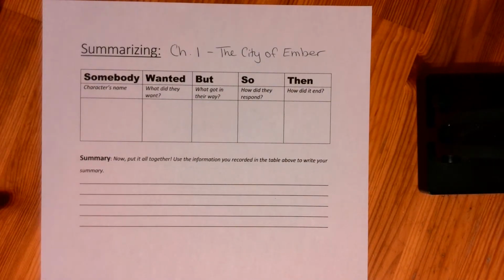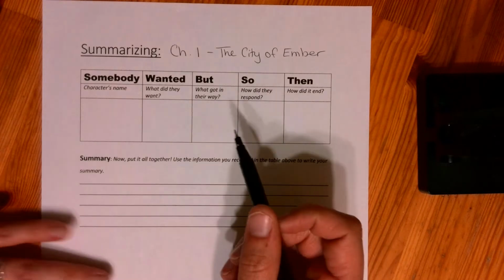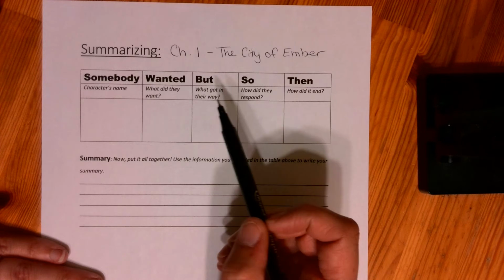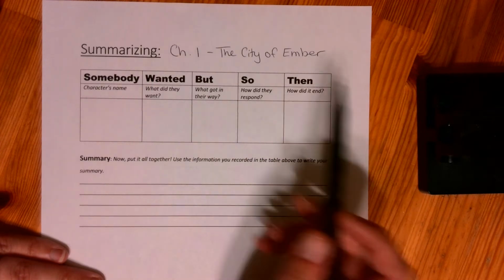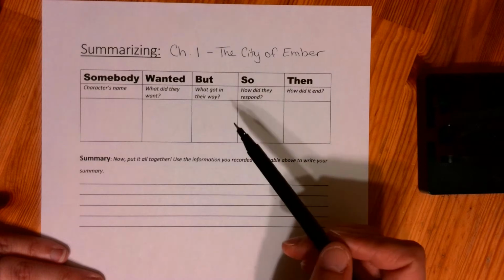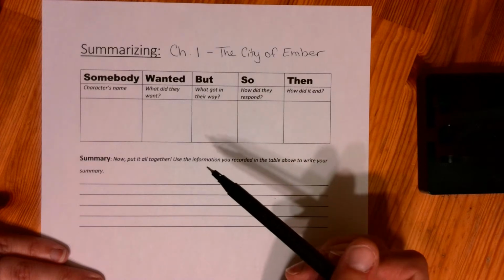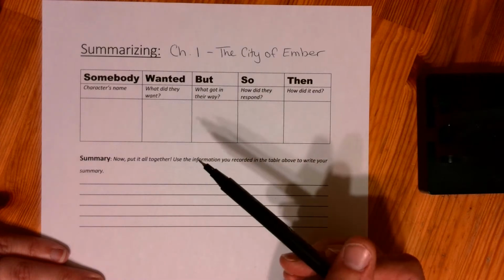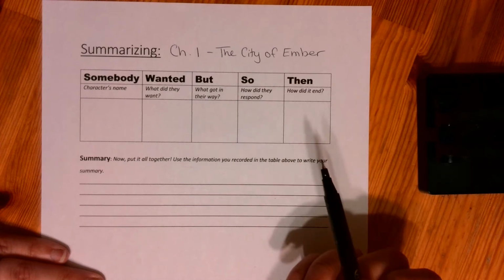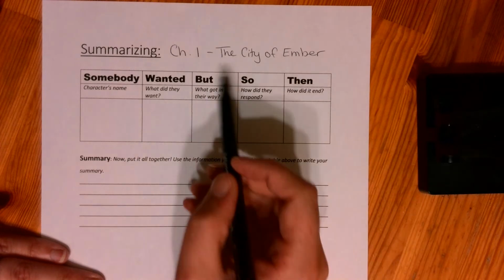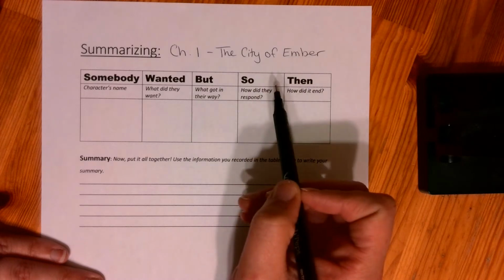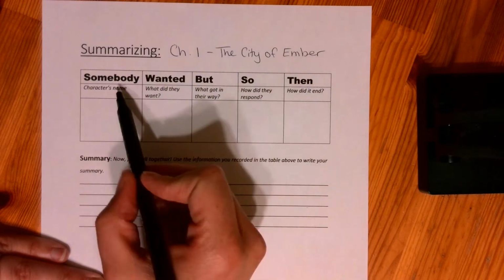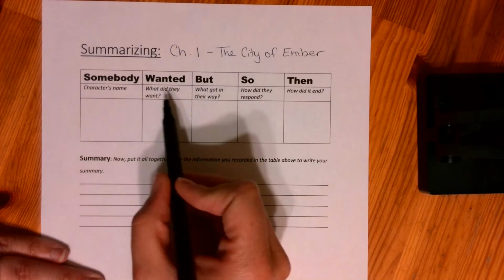So again, there are many different techniques and ways to summarize things. One cool strategy that can be really helpful for summarizing is called somebody wanted but so then. And we use these words to help us focus on those main ideas and to be able to retell them briefly, okay? Which is, of course, the whole point of summarizing. So if I think about chapter 1 of The City of Ember, which we all should have read by now, right? I need to then think about these categories. Who are the characters? What did they want? What got in their way?